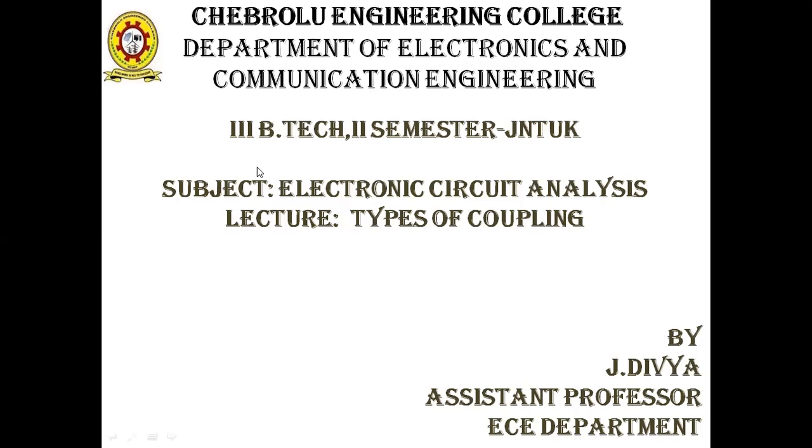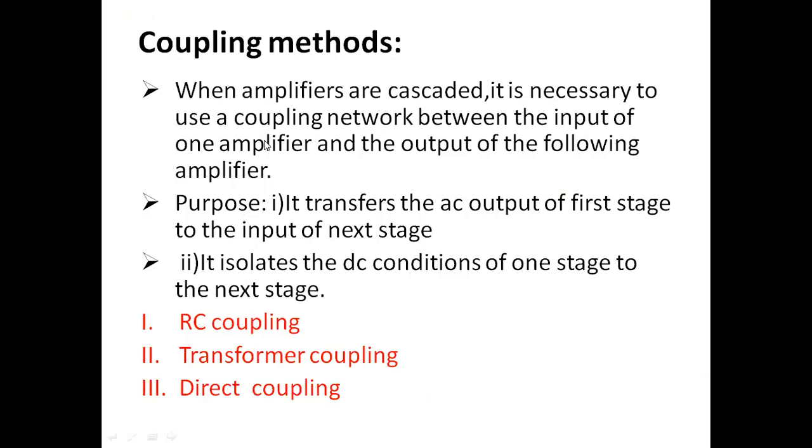In this class, we are discussing the coupling methods. What is coupling and what are the types of coupling? In a multi-stage amplifier, the output signal of the preceding or previous stage is to be coupled to the input circuit of the succeeding stage. Coupling means connection. If you take the multi-stage amplifier, we have a number of stages, and the output of the previous stage is connected or coupled to the input of the next stage.